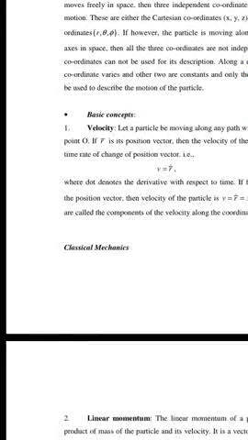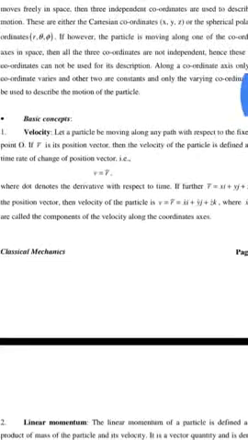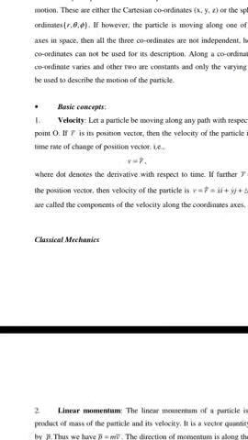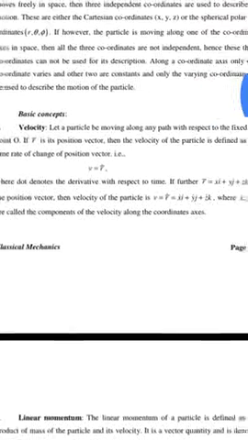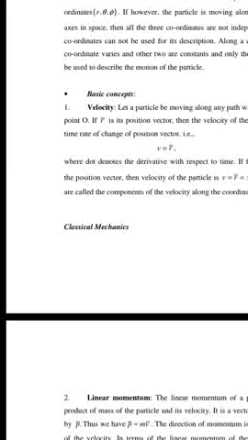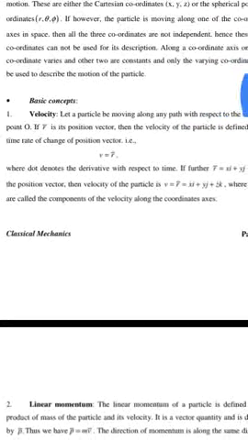Let a particle be moving along any path with respect to the fixed point O. If r bar is the position vector, then the velocity of the particle is defined as the time rate of change of position vector, that is v bar is equal to r bar dot, where dot denotes the derivative with respect to time t.